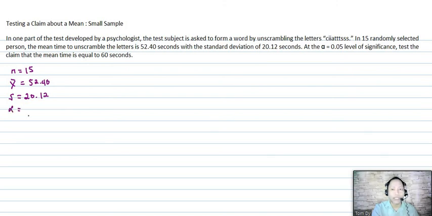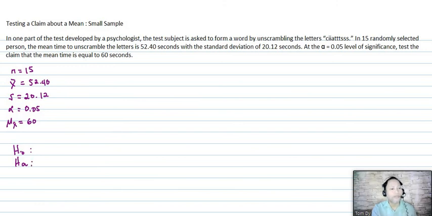At the alpha level of 0.05, so our alpha is 0.05, level of significance. Test the claim that the mean time is equal to 60 seconds. So the population mean is equivalent to 60 seconds. Now, in doing hypothesis testing, we have to list down all the given data from the problem, and then our first approach is to identify our null hypothesis and then the alternative hypothesis.